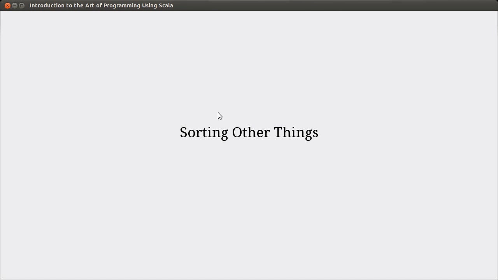Welcome back to the video lecture series for Introduction to the Art of Programming using Scala. We've been looking at sorts. We've seen how to write 3 different sorts, how to test them, and how to visualize them. In this video, I want to talk about how to sort something different than what we've been sorting so far. So far we have exclusively been sorting doubles.